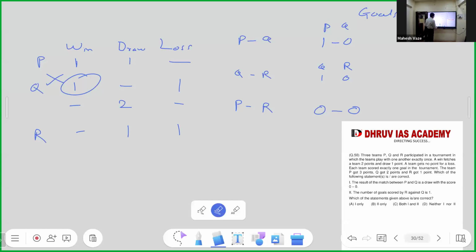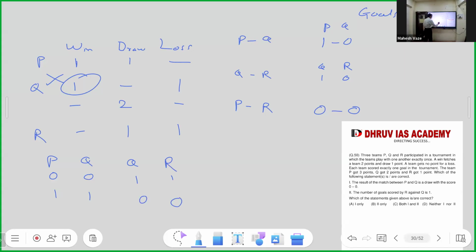Okay, so I'll just clear this or I will write it here. So P and Q, P has drawn with Q, Q has drawn with R also. So R has drawn with Q, and P and R as 1. So see P and Q, it may be either 0 goals or 1 goal. Now we are picking these two draws, and in the same way Q and R, it can be either 1 goal or 0 goal.